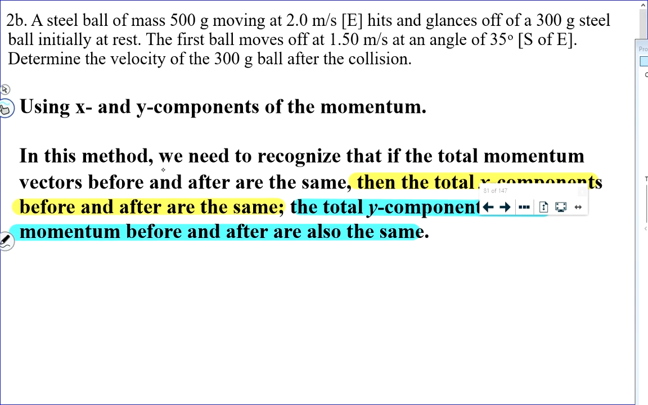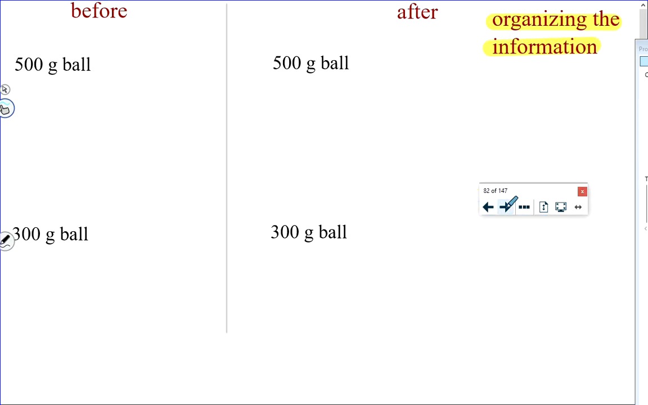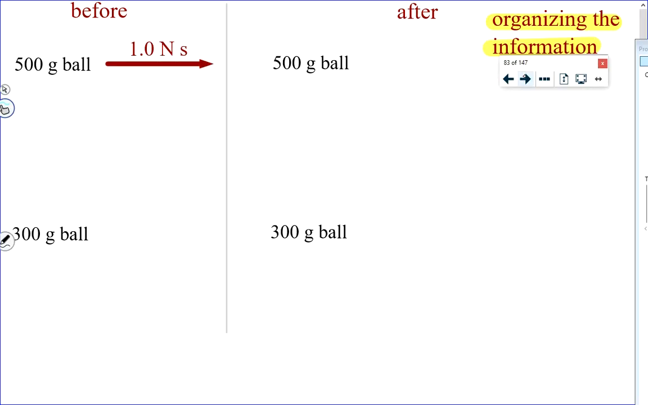Most of this you have on your handout, so it's just a matter of you filling it in, but let me fill in some of the information anyway, even though it's right in front of you. So you start by organizing the information. For example, we know that the 500-gram ball before the collision has that much momentum, and it is to the east. We know before the collision that the 300-gram ball has no momentum.